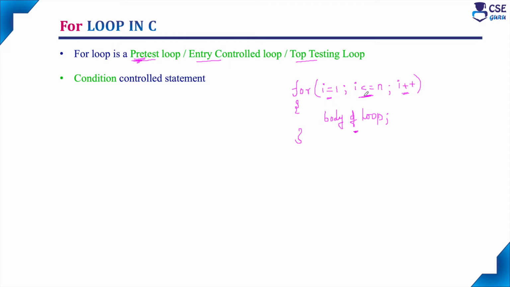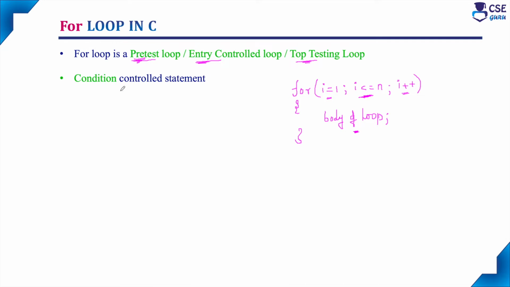Only when the loop expression is evaluated to true, the body of the loop will be allowed to execute. Suppose the loop expression is evaluated to false first itself, the body of the loop will not at all execute. So entry is restricted based on this loop expression, and the for loop is also called entry controlled loop. Since the loop expression is tested at the top, before executing the body of the loop, it is also called top testing loop.